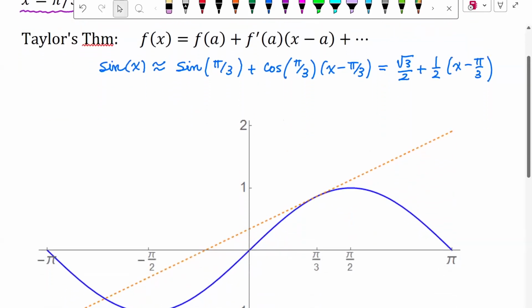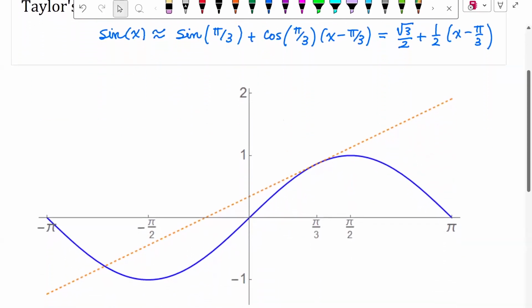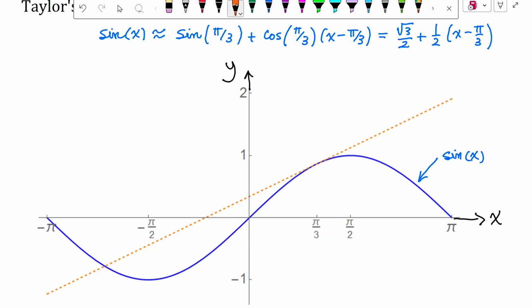Now let's label the relevant parts of this plot. Of course, we have the x-axis and the y-axis. The blue curve is our sine x curve, and the orange dotted line is the linear approximation to sine x near pi over 3. So it is the line root 3 over 2 plus 1/2 x minus pi over 3.